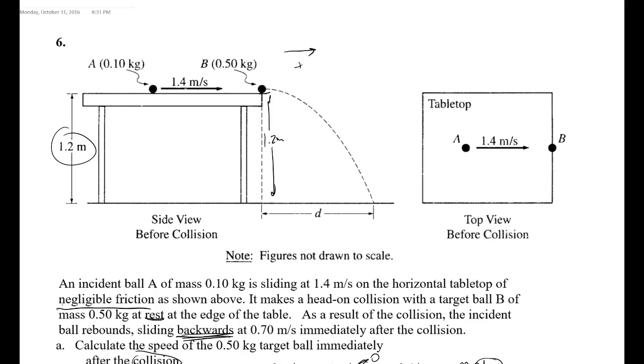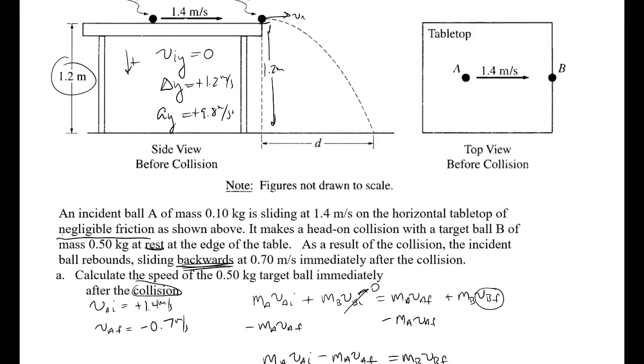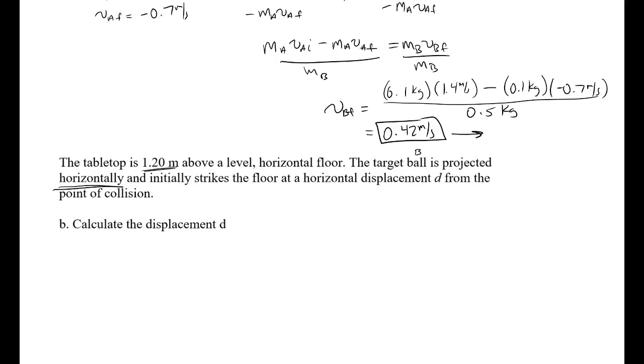All right, and so what I'm going to do is use kinematics. I know that this thing is only moving in the X direction initially, so the initial velocity in the Y direction for ball B is 0. I'm going to call down positive now. Delta Y is a positive 1.2 meters, and the acceleration in the Y direction is a positive 9.8 meters per second squared. So I'm going to find the time it takes for it to fall 1.2 meters. Okay, so there's just some kinematics.